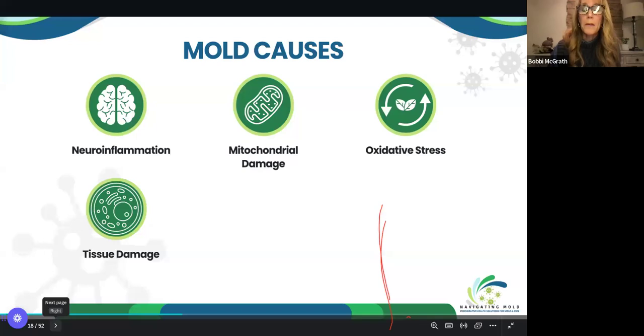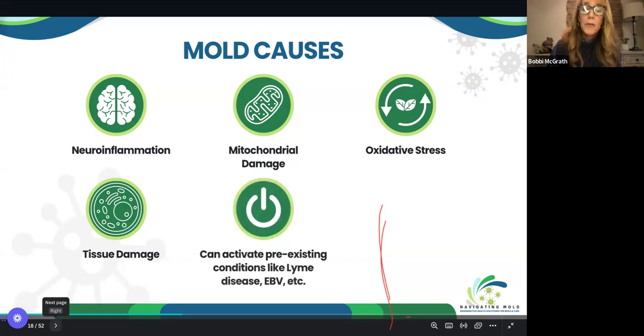And tissue damage can come in many forms, but a lot of times people have joint issues. I know I had some crazy stuff happening with my hands. I started having kind of knobby little knuckles and things like that. Mold can also cause a pre-existing condition like Lyme or EBV to activate. And I know, Heather, you had something happen with that as well. Yeah, the mold activated it. I blamed everything on my Lyme, but it was really toxicity and mold. And then global inflammation, so head to toe, just everything hurts, inflamed.